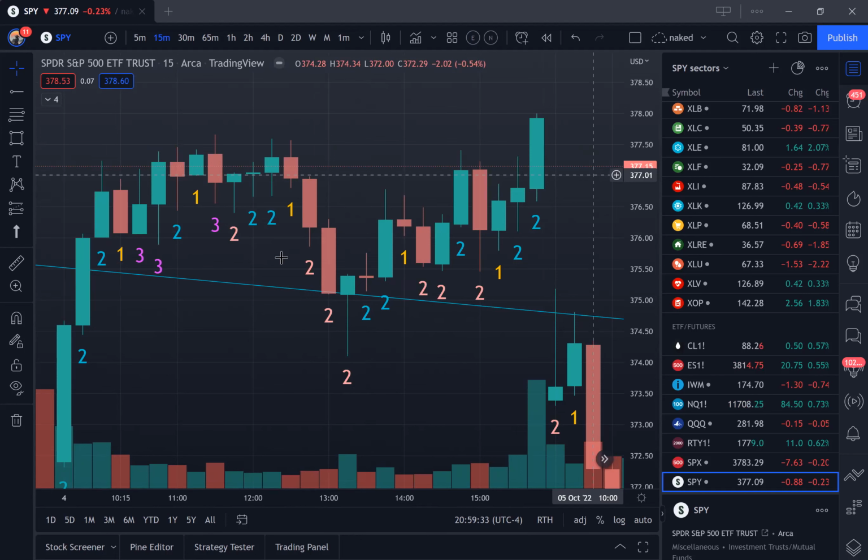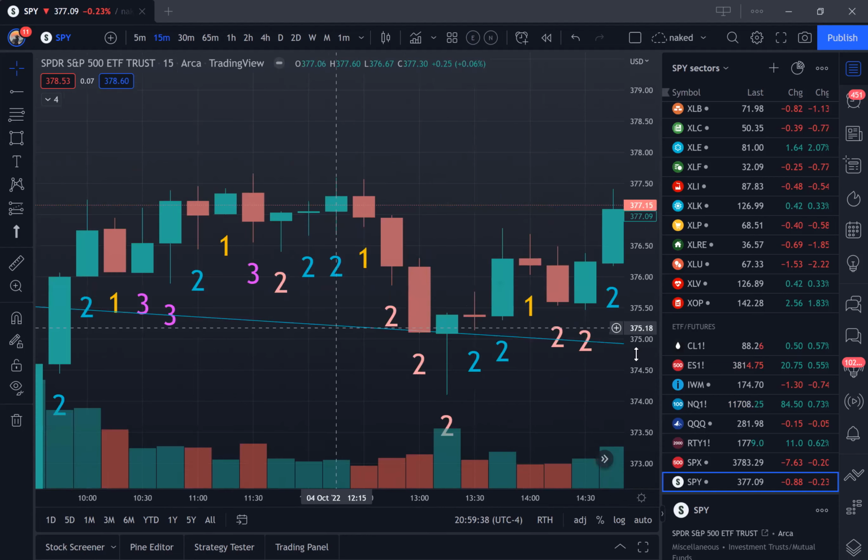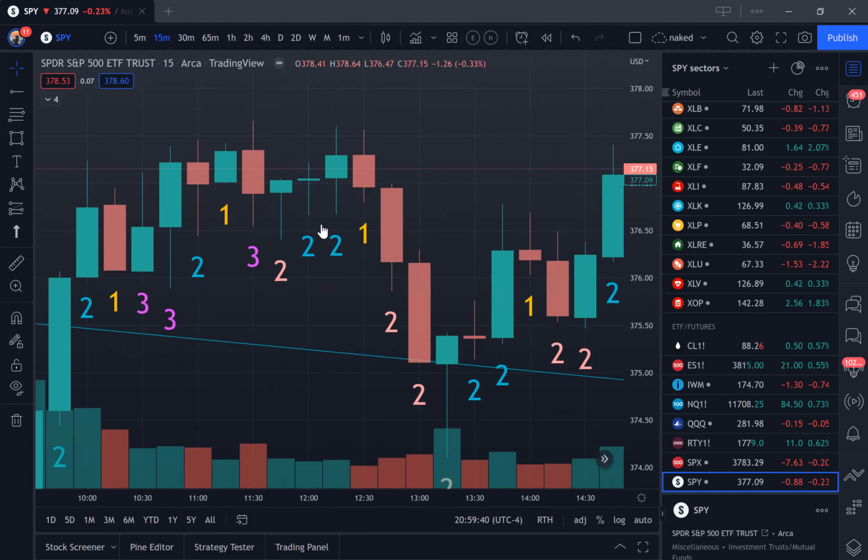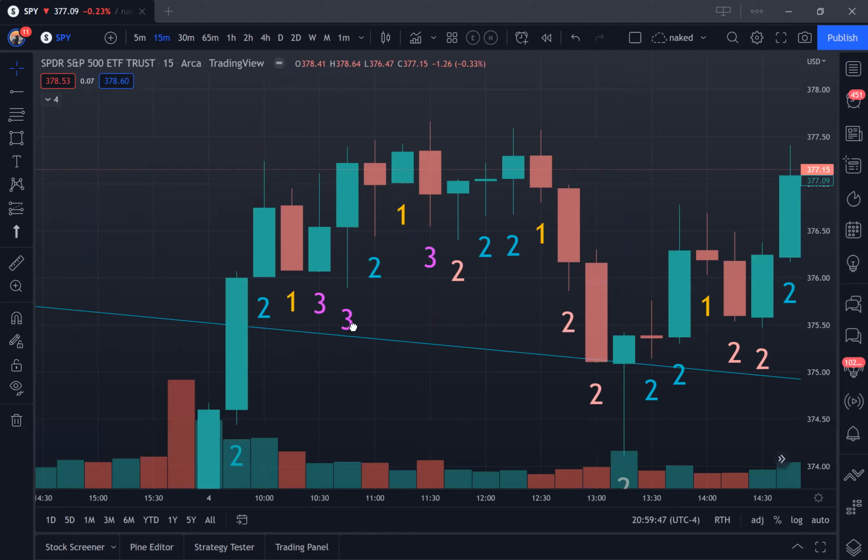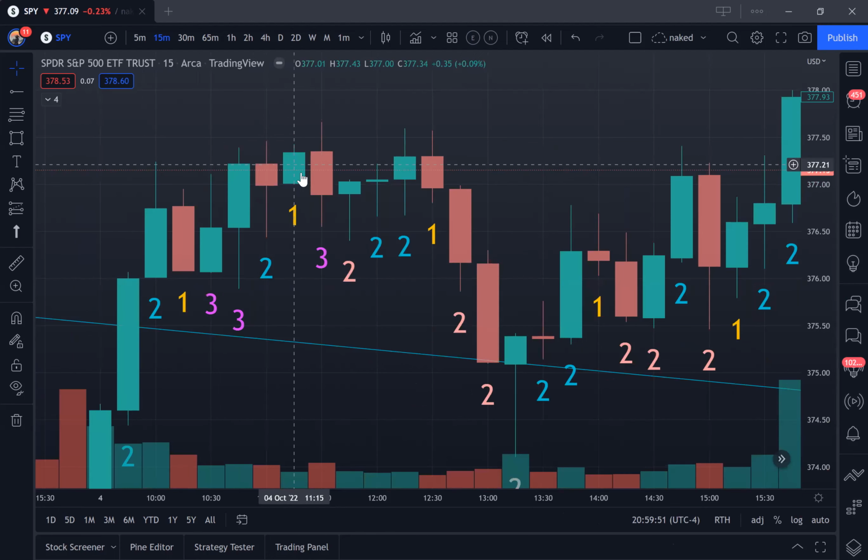For those who don't know what that is, really quickly, an inside bar is a bar that closed inside the top and the bottom of the previous candle. Let me move this real quick so I can make some space here. So this one is a 1 or an inside bar because it closed inside of the previous bar, as you guys can see here. And this 3 candle is an outside bar because it broke the top and the bottom of the previous one. Same thing here. It broke the top and the bottom of the previous candle, so it's an outside bar or a 3 candle.